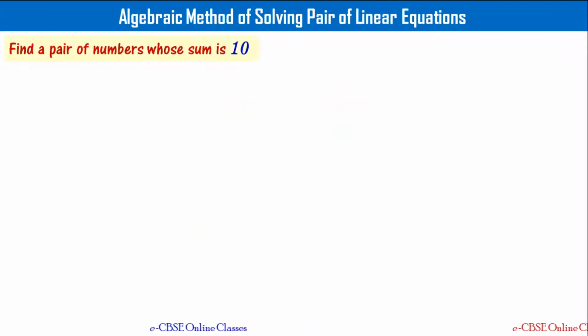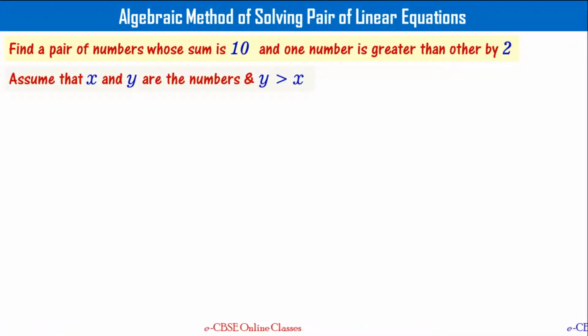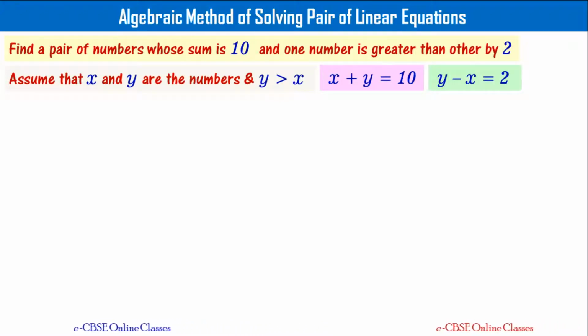Let us find a pair of numbers whose sum is 10 and one number is greater than the other by 2. To do that, let's assume that x and y are the numbers and y is greater than x, so that we can write the first part of the statement as x plus y equal to 10 and the second part of the problem statement as y minus x equal to 2.